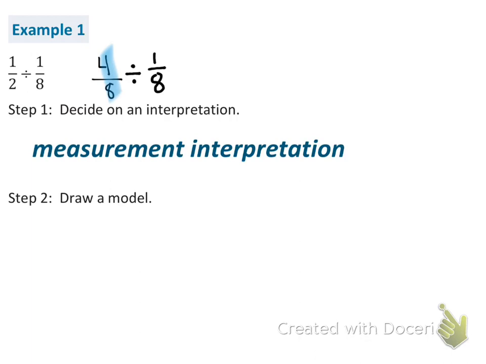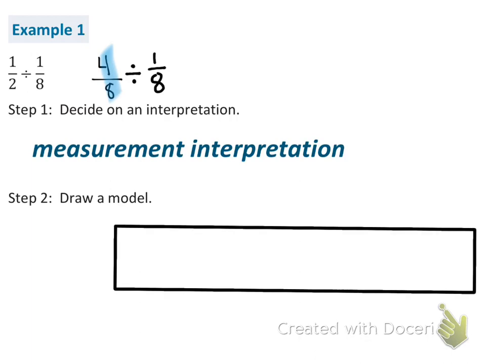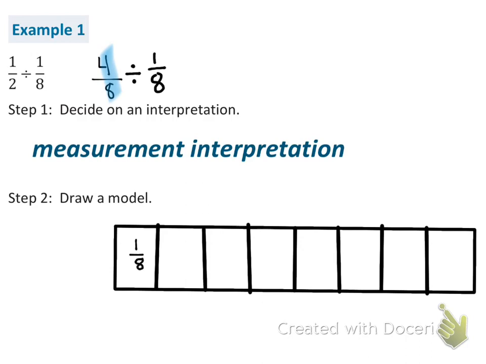And to draw the model, I first need to draw 4/8. So here's my model, here's my tape diagram. And I'm going to partition my tape diagram into 8 equal parts, because I have 4/8 divided by 1/8. They're out of eighths. And I know the value of each unit is 1/8.